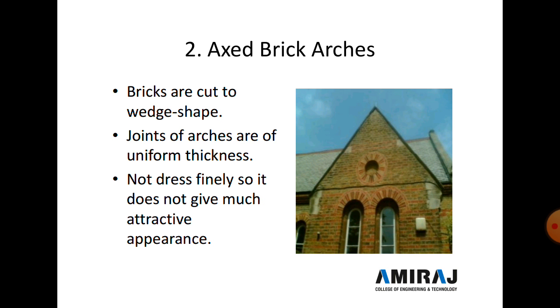So see this in the figure, the brick is cut in a wedge shape. Here, in the inner part we cut a small portion, and in the outer part the brick is put as it is, and the joint of the arch is of uniform thickness because here we cut the brick as a wedge shape and not raised. Finally, it does not give a very attractive appearance.